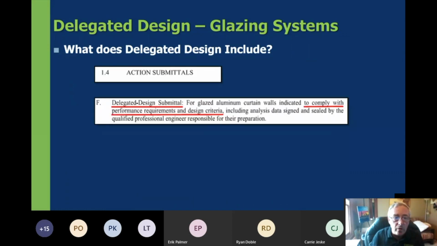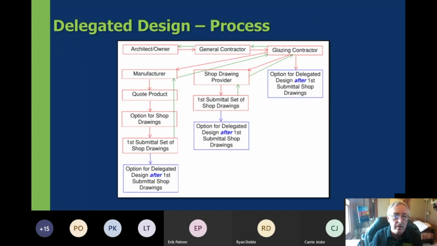Your specification may contain a small part that looks like this in the action submittals that requires a delegated design set of calculations to comply with the performance requirements and design criteria to be submitted. The delegated design process usually looks something like this flow chart, where it comes down from the architect and owner in terms of the drawings and the specifications to the general contractor.